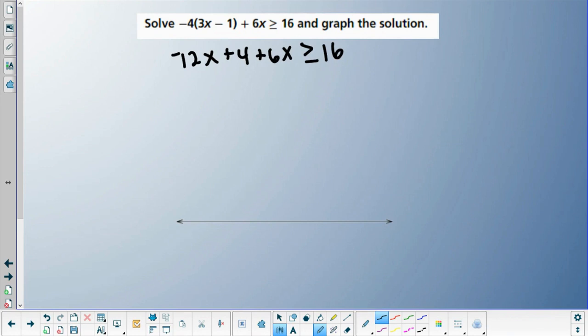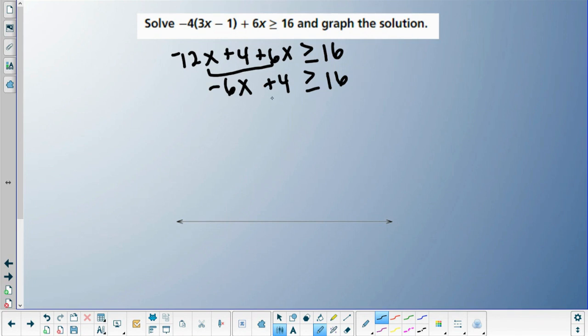Now, you may notice on our left-hand side, we have some things that can be combined. We can combine our negative 12x and our 6x. So if we have negative 12 plus 6, we get negative 6x. And then our positive 4 is still over there. So all we did was combine those two together. Right at this step, I can tell right away that I'm going to have to flip my sign. How do I know that? I know that because the coefficient of my variable, my negative 6, is negative. So that means when I get to that step in a minute, I'm going to have to flip the sign.